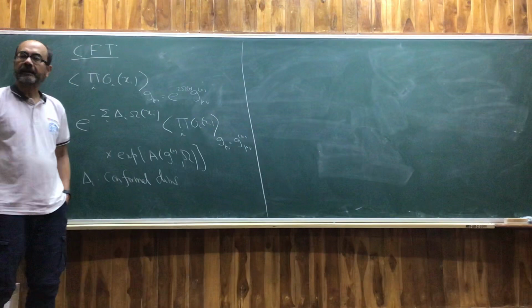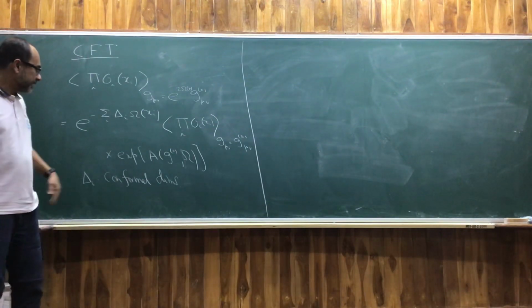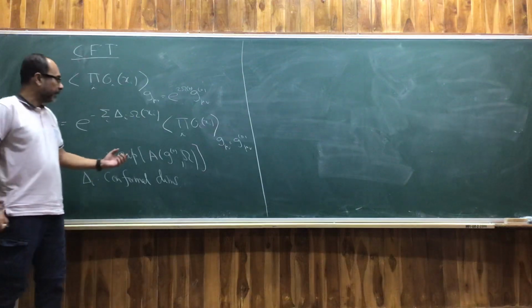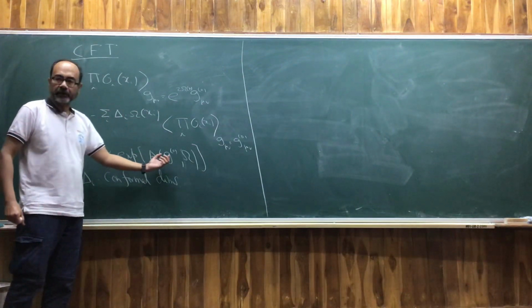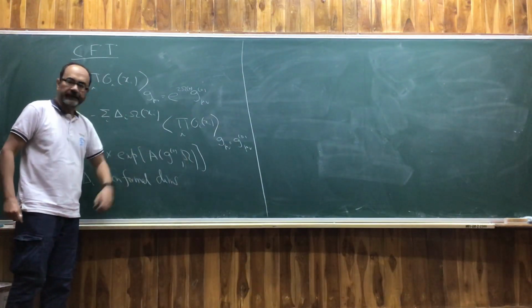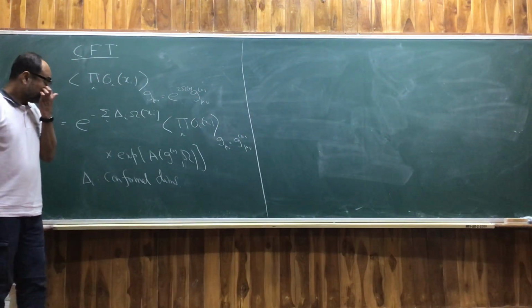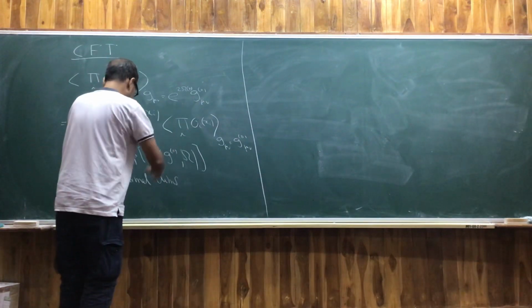What is this factor e to the a? This is some anomaly function. If you have a flat metric, this doesn't depend on the x's, but it depends on the reference metric and the scale factor ω. But as I said, for most purposes, you can ignore this.